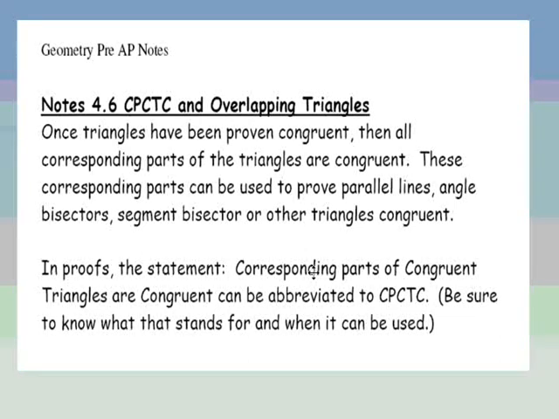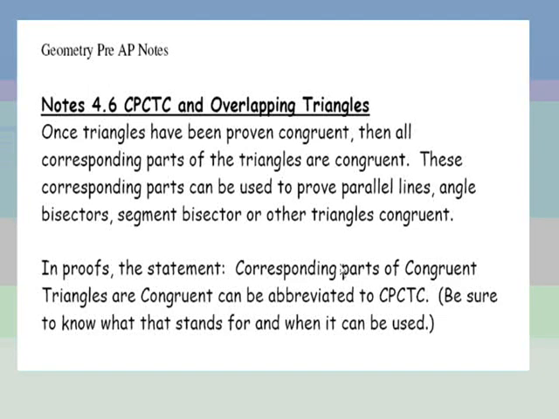Once I've proven triangles congruent, then all of the corresponding parts of the triangle are congruent, and therefore I can use these parts to either say the parts themselves are congruent, or I can start talking about if these parts are congruent, then the lines are parallel, or they're angle bisectors, or they're segment bisectors. There's all kinds of options once I've proven triangles congruent. I can even use the parts to prove a different pair of triangles congruent.